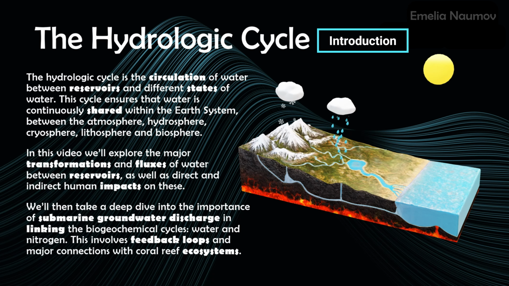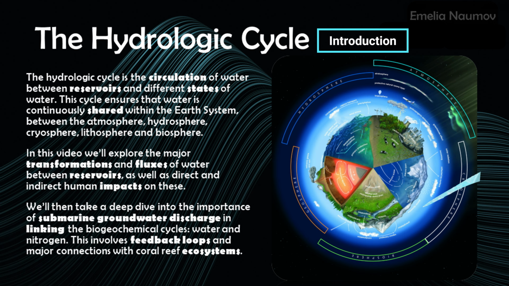The hydrologic cycle is the circulation of water between reservoirs and different states of water. This cycle ensures that water is continuously shared within the Earth's system between the atmosphere, hydrosphere, cryosphere, lithosphere, and biosphere.